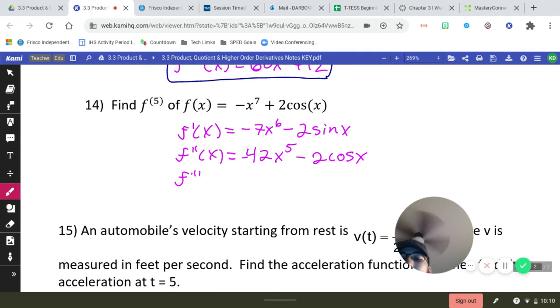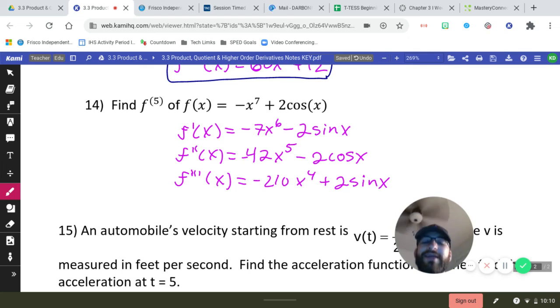F to the triple prime of x is equal to, 42 times 5 is 210, so negative 210 x to the fourth, not minus because cosine becomes negative sine, so plus 2 sine of x. See how this term is basically just changing between sine and cosine, positive and negative? It's that cycle we talked about, how they just kind of go around in a circle.